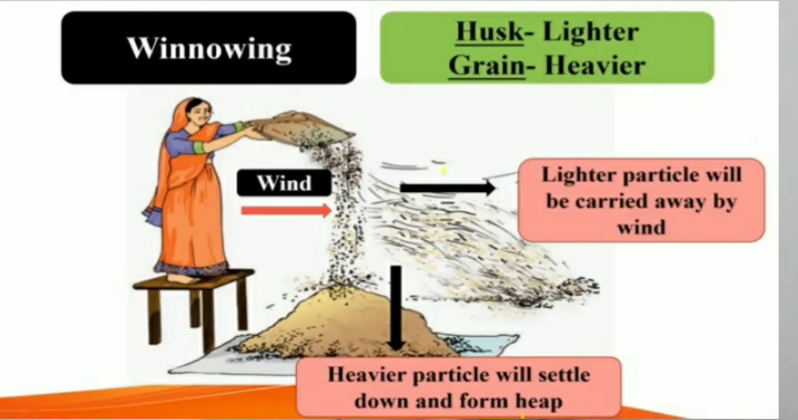Here you can see the image. In this image you can see the lighter particles will be carried away by wind and the heavier particles will settle down. So the process of winnowing depends upon the weight of the substance. It helps to separate heavier and lighter components. Then the next one is sieving.